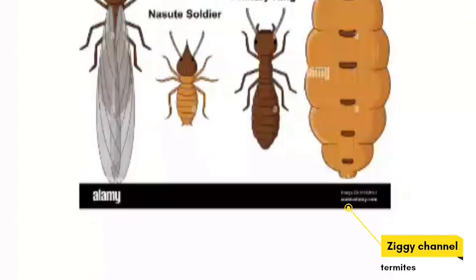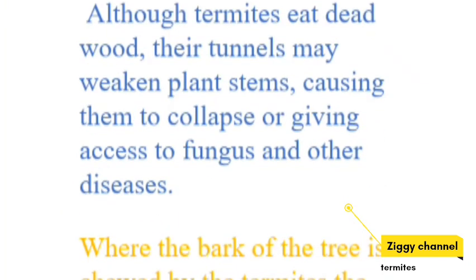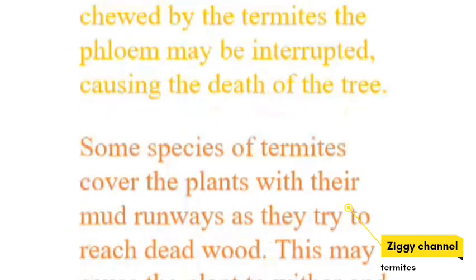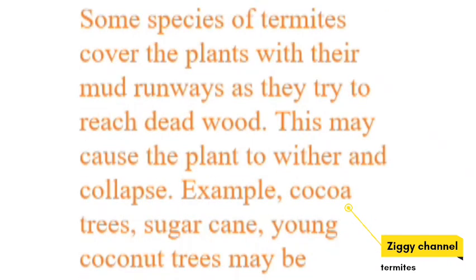Economic importance of termites. Although termites eat dead wood, their tunnels may weaken plant stems, causing them to collapse or giving access to fungus and other diseases. Where the bark of a tree is chewed by the termites, the flow of sap may be interrupted, causing the death of the tree. Some species of termites cover the plants with their mud runways as they try to reach dead wood. This may cause the plant to wither and collapse. Example: cocoa trees, sugar cane, and coconut trees may be affected by termites.